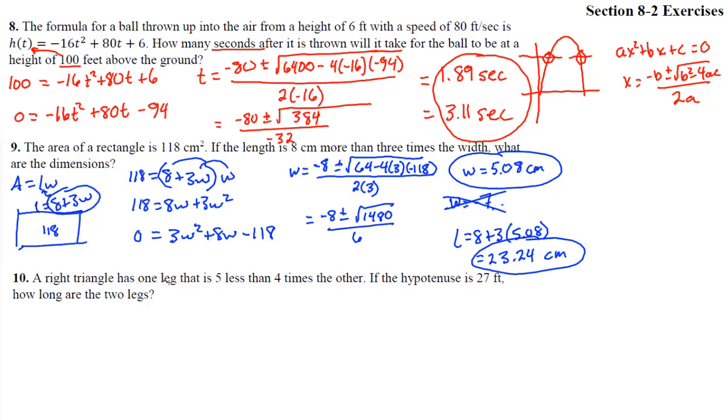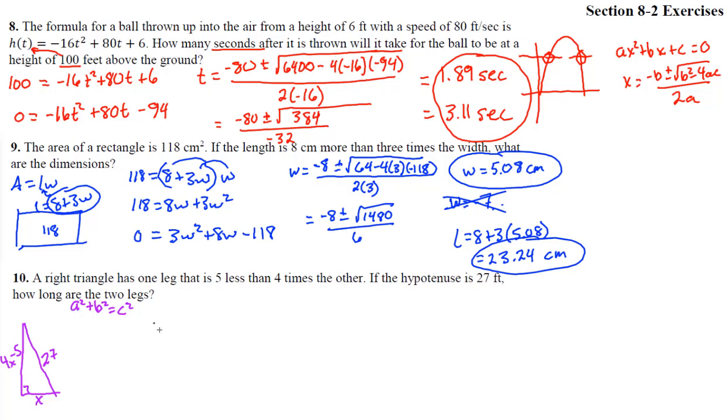Okay, number 10. A right triangle has one leg. So we're in a right triangle. There we go, right triangle. And that means we're using a squared plus b squared equals c squared. That's the Pythagorean theorem in a right triangle. One leg, x, the other one is 5 less than 4 times the other. And the hypotenuse is 27.